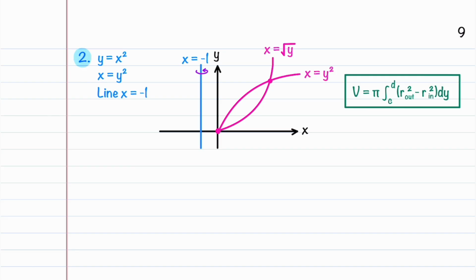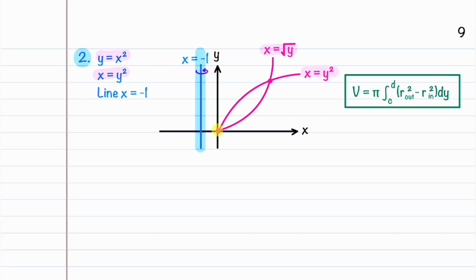Let's look at our second example. In this example, our axis of rotation, the line x is equal to -1, lies to the left of our region. In this example, we have two curves. y is equal to x squared, which I wrote as x is the square root of y. Whenever you're rotating about a line that is parallel to the y-axis, you want your equations to be in terms of x as a function of y. Our second curve is already in that format, and it's x is equal to y squared.